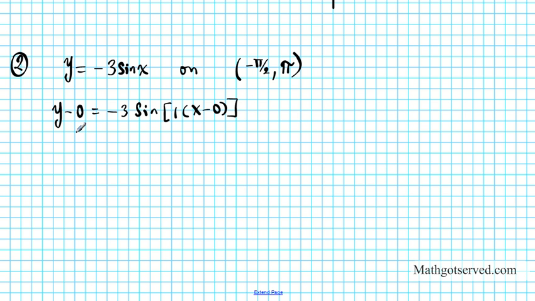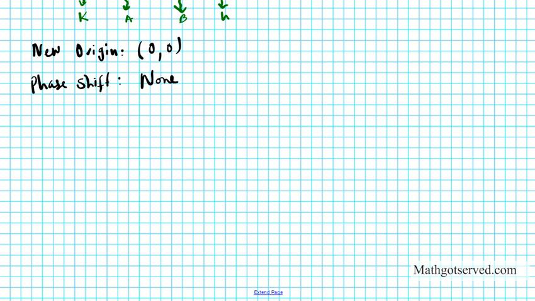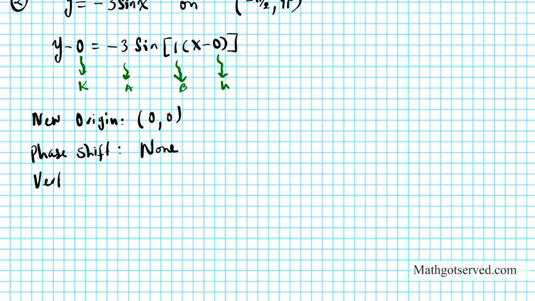Okay? All right, so with this form, I know that this is A, this is B, and this right here is H. All right, so let's look for the new origin. My new origin is basically 0, 0. That tells me that the phase shift, which is a y coordinate, there's none. And then my vertical shift, none also.